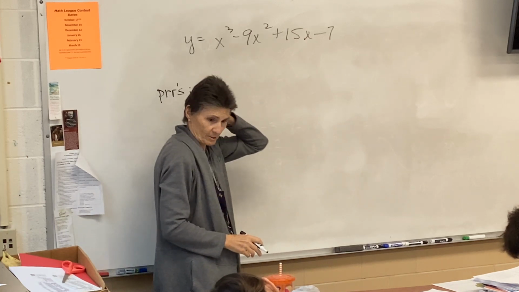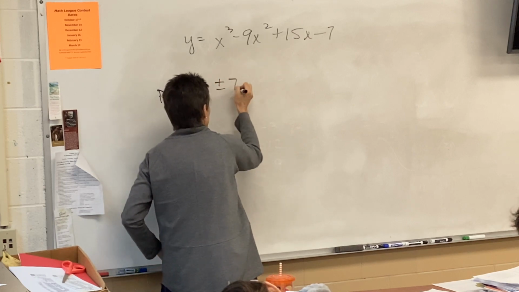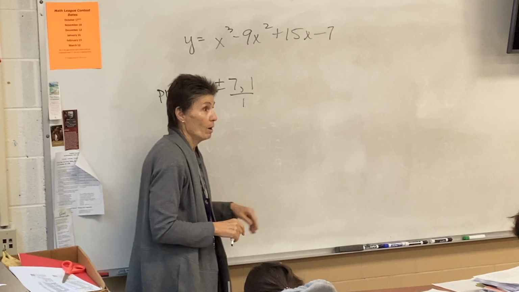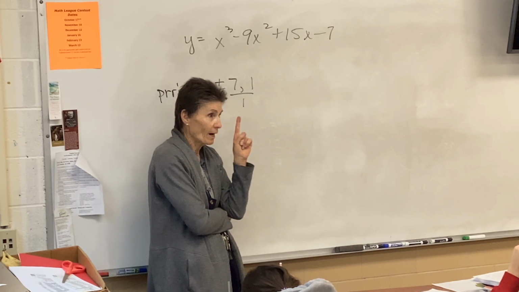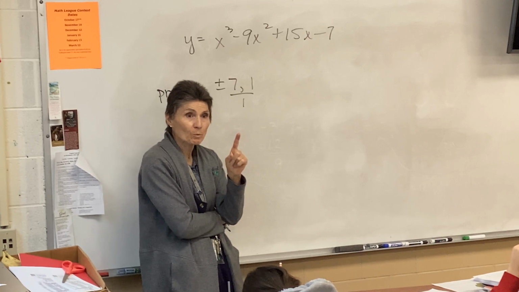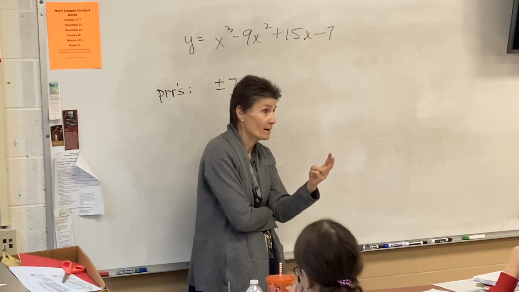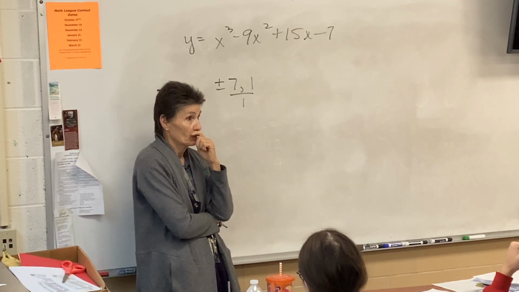What are your PRRs? Plus or minus 7 and 1, isn't that it? Wow. So those of you that like guessing 2, don't, right? What are the only numbers we're gonna guess? Plus or minus 7, plus or minus 1. 4 guesses. That's it. So start guessing.